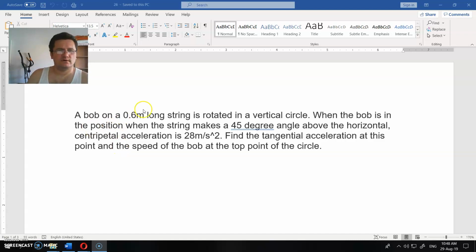A bob on a 0.6 meter long string is rotated in a vertical circle. When the bob is in the position when the string makes a 45 degrees angle above the horizontal, centripetal acceleration is 28 meters per second squared. Find the tangential acceleration at this point and the speed of the bob at the top point of the circle.